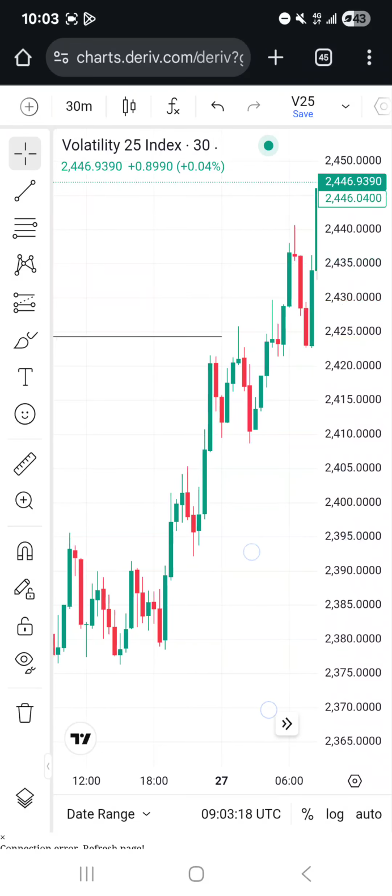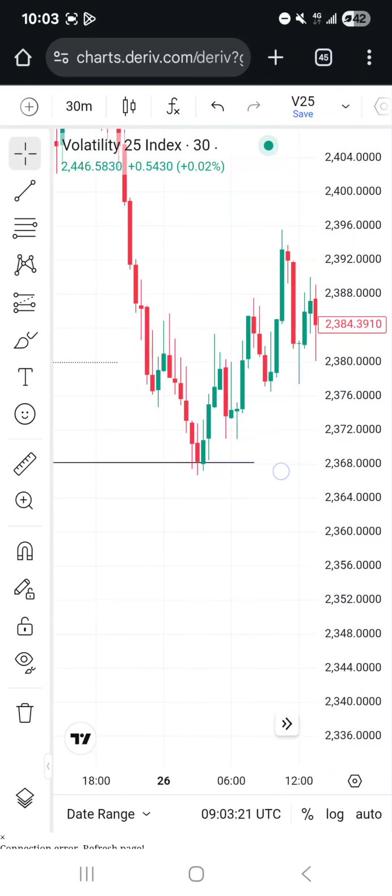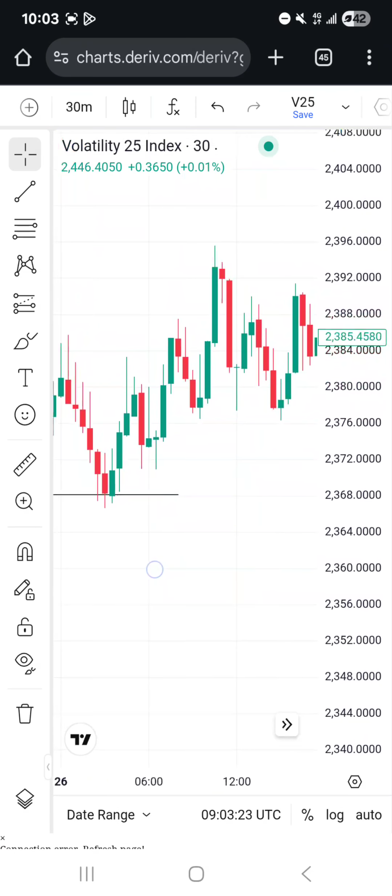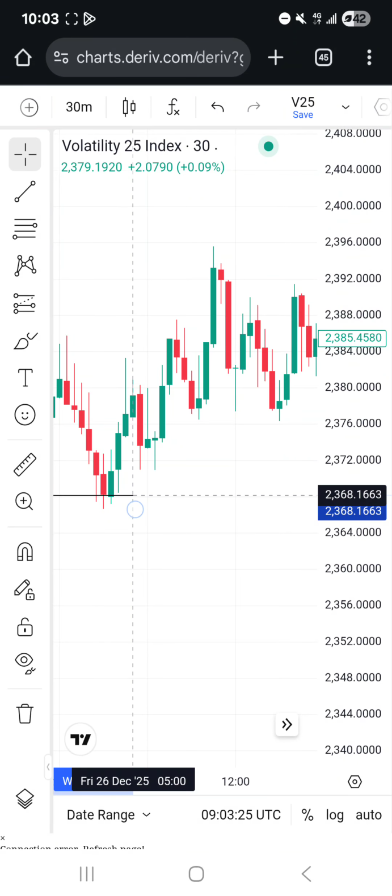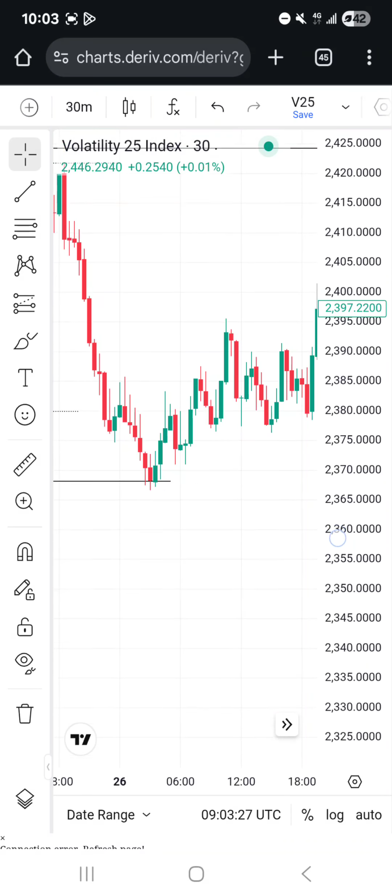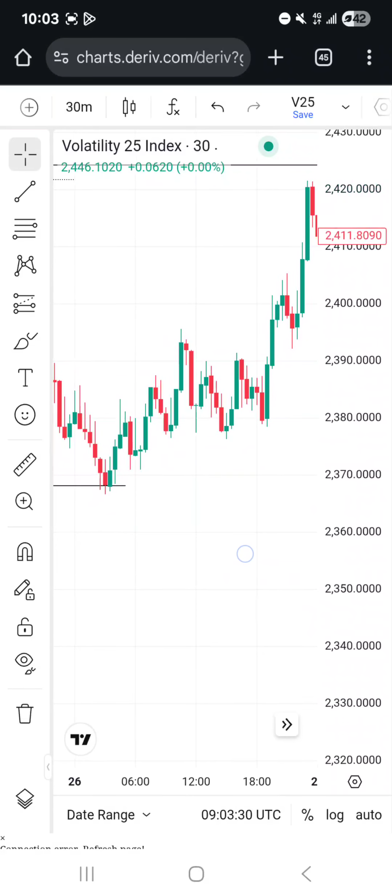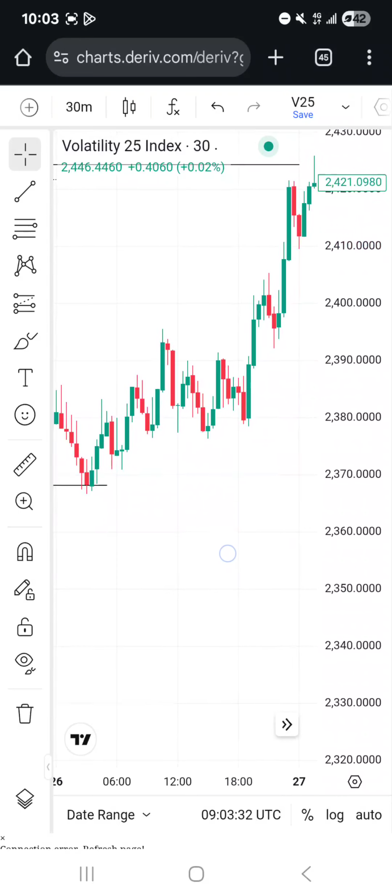So if you go to M30, you'd see that after price rejected this H4 key level, it started buying from there. So I'm trying to spot where I took my entry from.